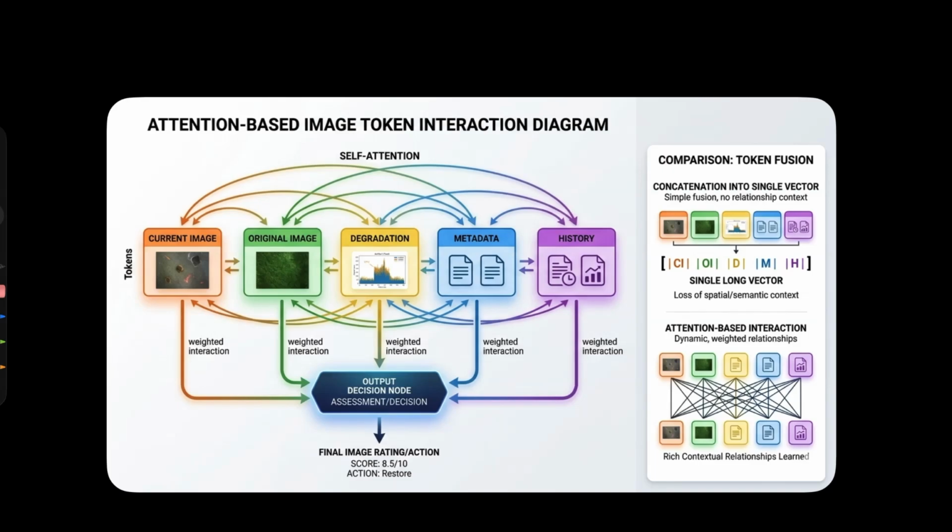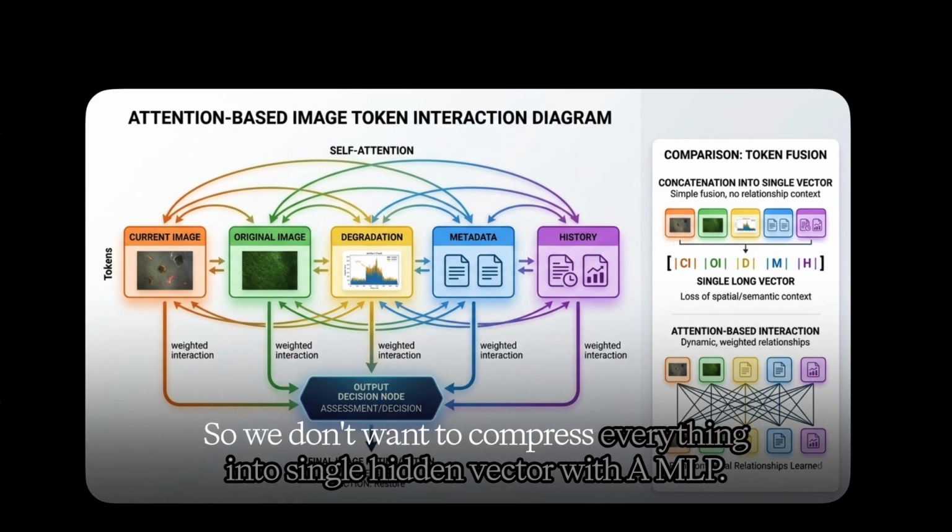The decision depends on how these signals interact with each other. For example, sharpening might be useful, but only if the image is blurry, and only if we have not already processed it, and sometimes depending on the camera. All of these combinations are encoded in the interactions between those tokens. So the question becomes, how do you combine all these signals effectively? Instead of just concatenating everything into one vector, which forces the model to compress everything too early, so you lose structure, we don't want to compress everything into a single hidden vector with an MLP.